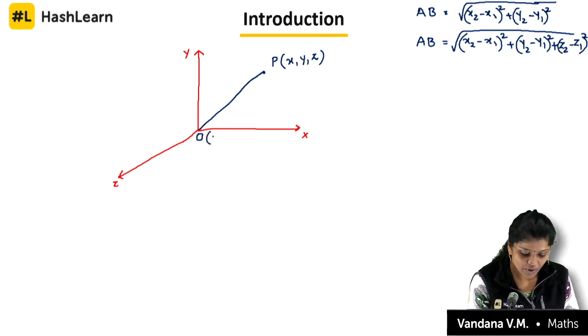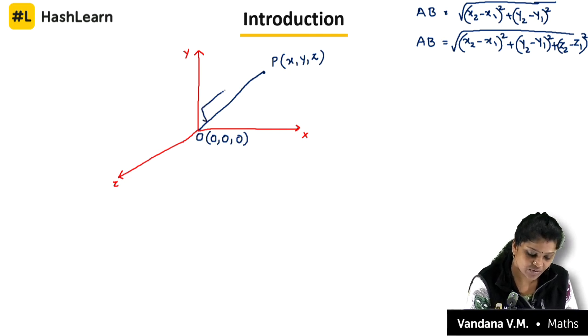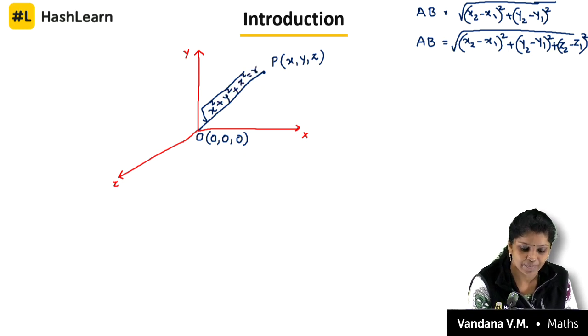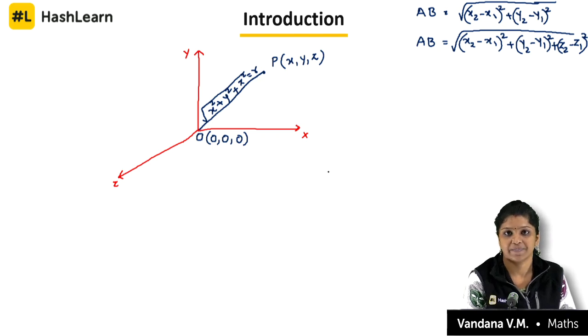So, this point we know is the origin 0, 0, 0. So, the distance will be what? It becomes square root of x square plus y square plus z square. Usually, we will represent it as r.